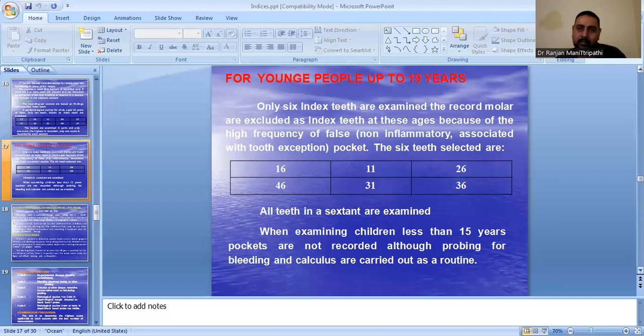For younger people up to 19 years, only 6 index teeth are examined. The molars are excluded as index teeth at these ages because of the high frequency of false or pseudo pockets, non-inflammatory, associated with tooth eruption. The 6 teeth selected are 16, 11, 26, 36, 31, and 46. All teeth in a sextant are examined. When examining children less than 15 years, pockets are not recorded, although probing for bleeding and calculus is carried out as a routine.